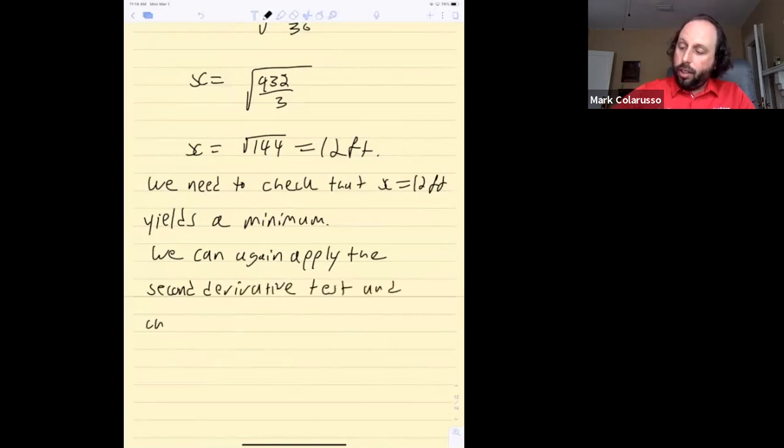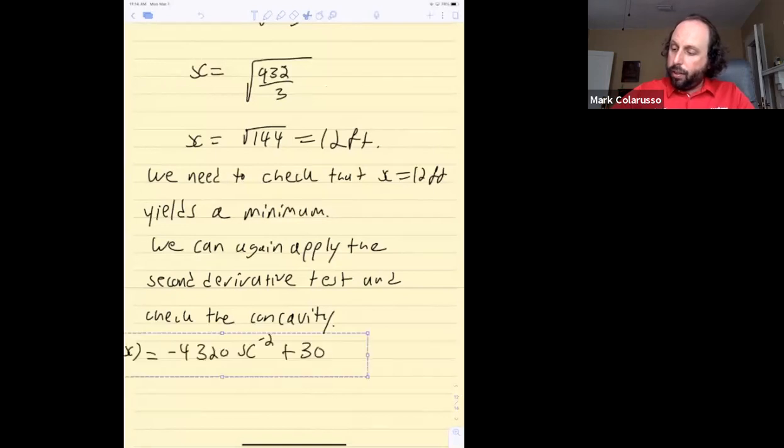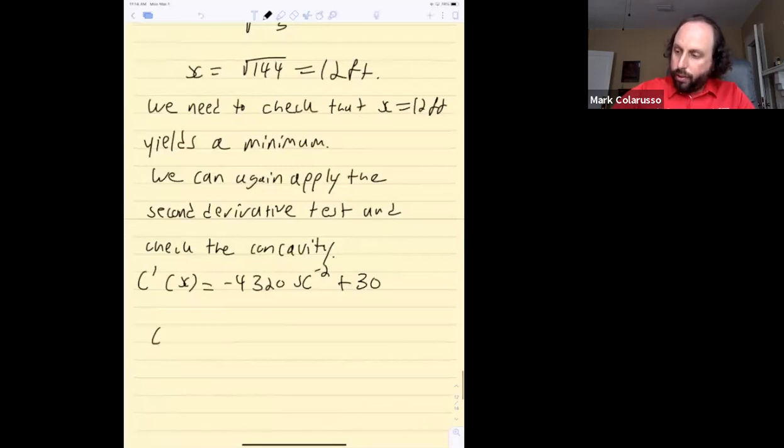And check the concavity. Okay, but I need to copy the first derivative. There it is. So the second derivative is, now it doesn't matter what the actual value is. I'm not going to worry too much about that. But it matters what the sign of it is. Remember, it just matters whether the graph is concave up or concave down, bending up or bending down at the point in question that we're checking for a max or a min.